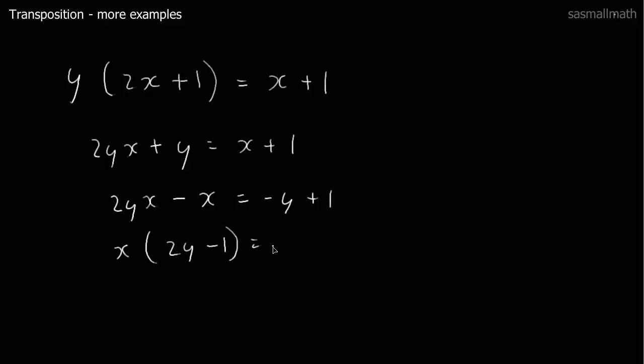And I'll turn that around this way, just look a bit neater. And then finally, this 2y minus 1 is multiplying x. So all we need to do is divide both sides by 2y minus 1. And that's that one done. We've transposed it for x.